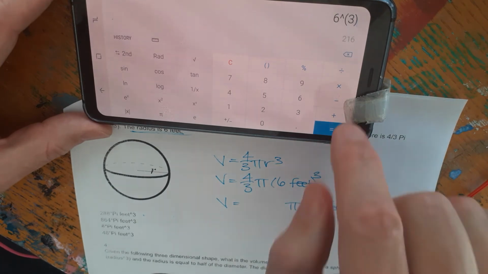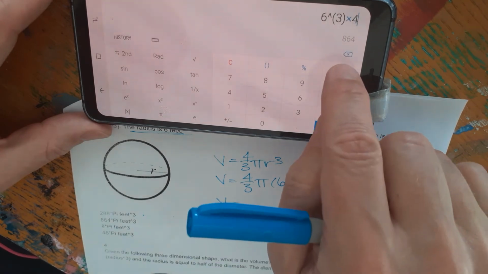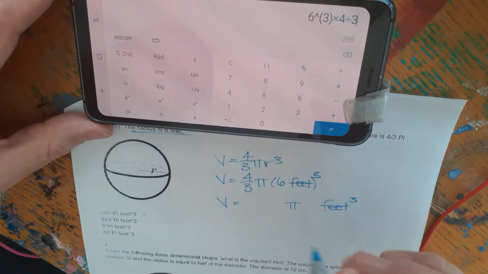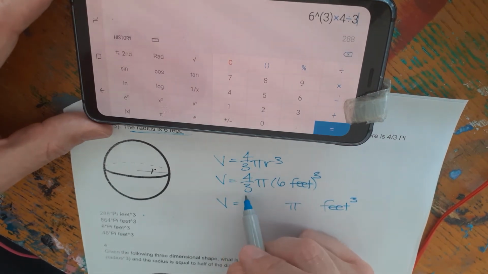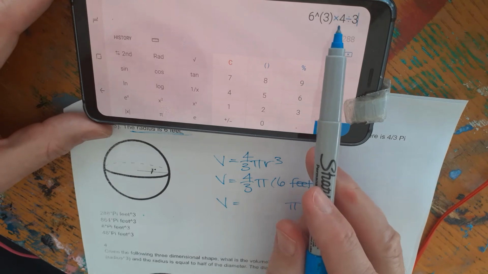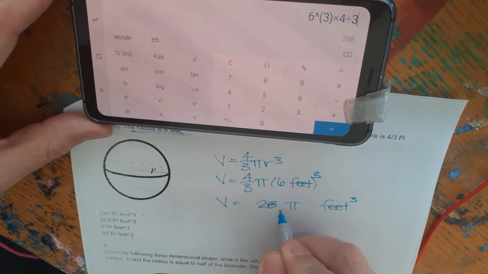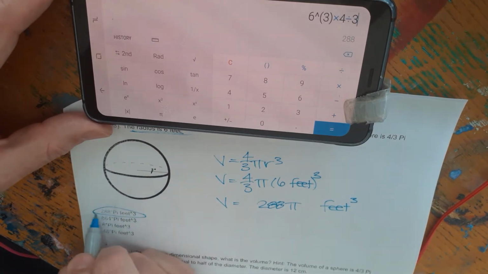I'm going to multiply it by 4, and I'm going to divide all of it by 3. So in one calculation, which is definitely the way I like to do it, I don't want to cube this, then multiply it by 4, then divide by 3. Just let the calculator do all the work for you. It comes out 288. And we have pi feet cubed, 288 pi feet cubed.